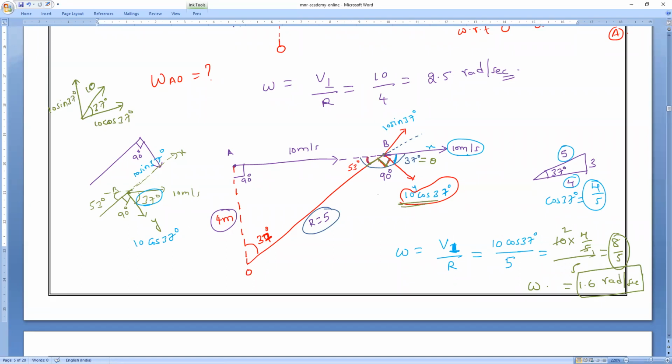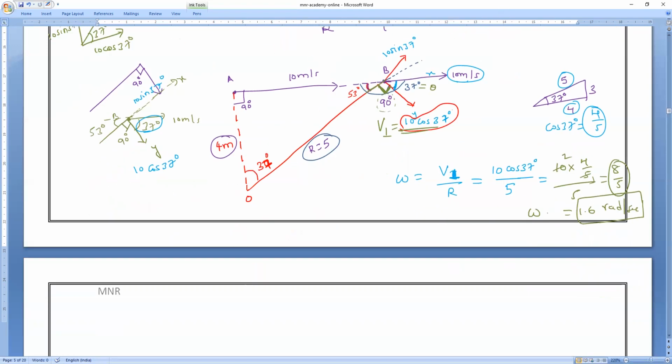So V perpendicular. V perpendicular means what? 10 cos 37. Why is 10 cos 37 the perpendicular? Because what is the angle between them? Perpendicular means 90 degrees. So we must take V perpendicular. Am I clear? All of you?